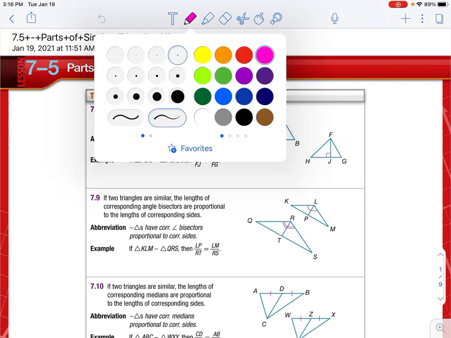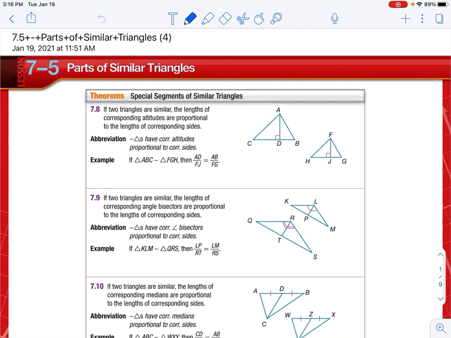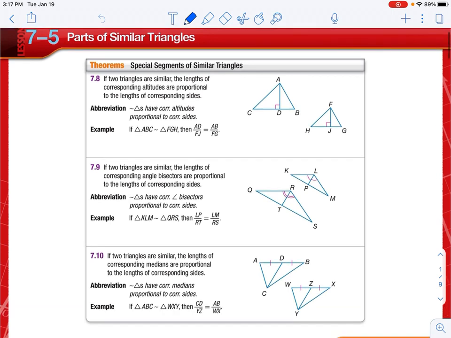Hello, today we are covering lesson 7.5, parts of similar triangles, and we'll go ahead and jump right in. So we have 4 new theorems today. We'll start with 3 of them and then get the 4th one in just a couple minutes.